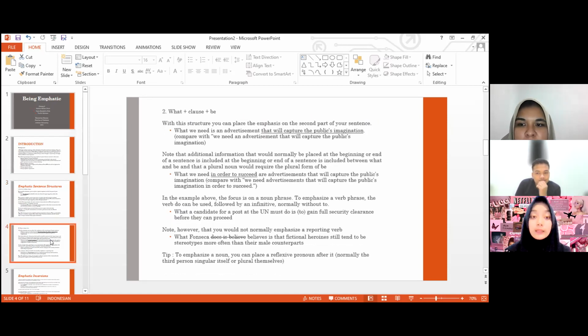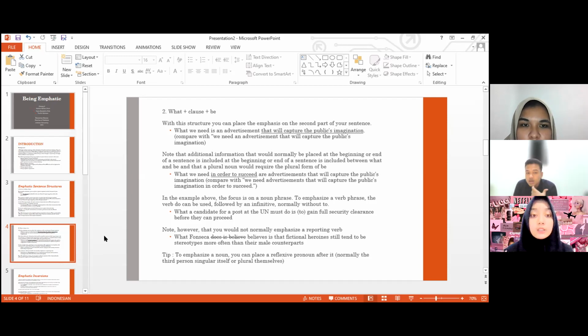Next. The second, what plus clause plus be. With this structure, you can place the emphasis on the second part of your sentence. The example: what we need is an advertisement that will capture the public's imagination. Compare with: we need an advertisement that will capture the public's imagination.